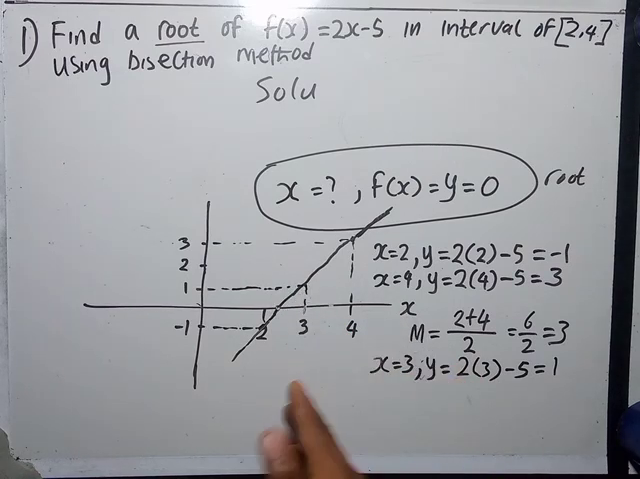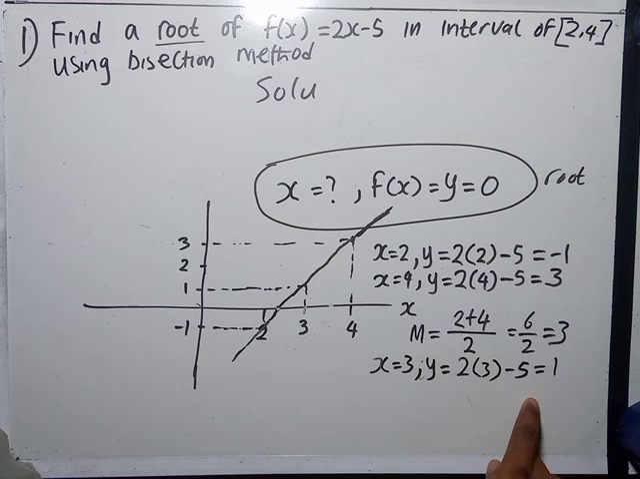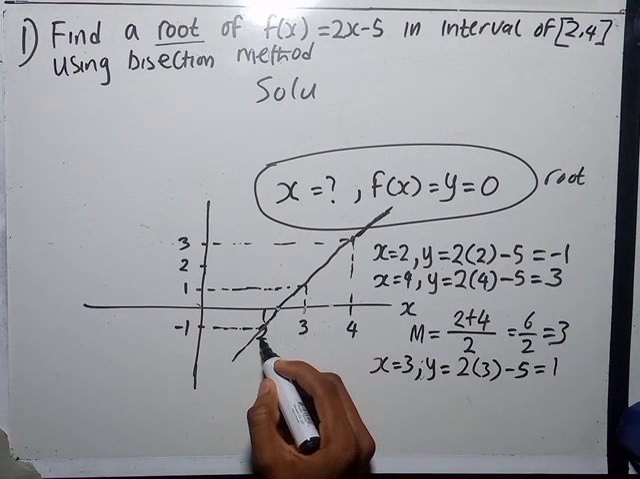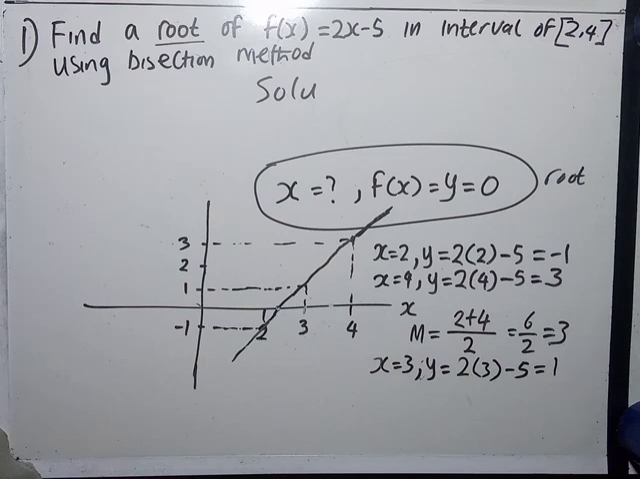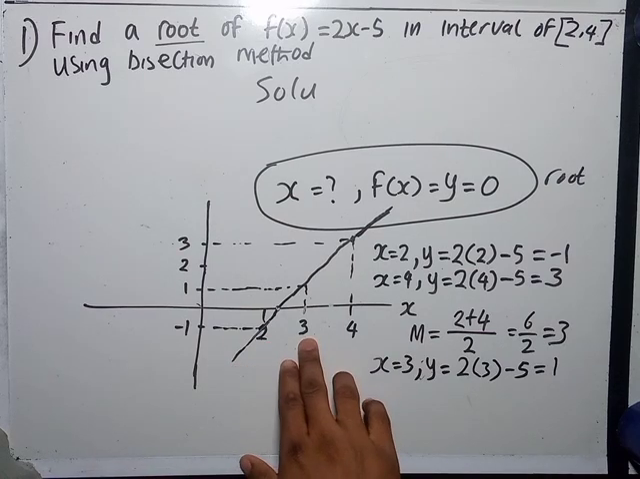But it's not giving us 0. We want a value that will give us 0. This will give us 1. So we're now sure that this value is in between 2 and 3.